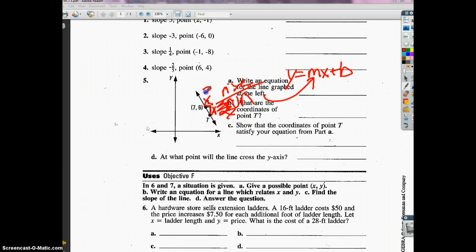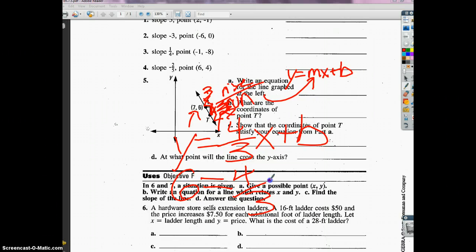So you need to come up with your own. I'm going to make that 4 and 3. So the rise is 4 and the run is 3. So I've got 4 over 3 x. That's my m, plus b. Y equals. Now I know what the y and x are. So I've got 6 equals 4 thirds times 7 plus b. And I need to solve for b.